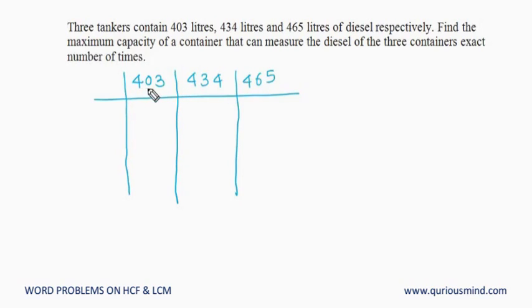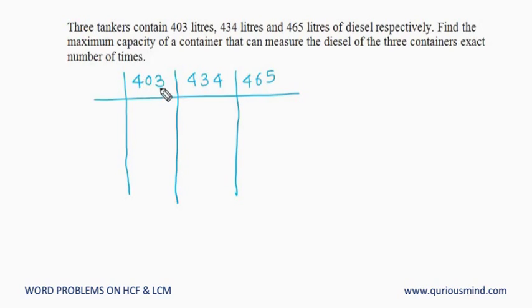So I do not see 2 as a common factor because there are 2 odd numbers. Let's see 3. 4 plus 3 is 7, not divisible by 3, so 3 is also not a common factor. 5, no, because last digits are not 0 and 5, so 5 also is not a common factor. Let's look at 7. If I look at 7, 3 doubles are 6, which subtracted from 40 gives me 34. So 7 also is not a factor. Now 11. Alternate digits: 4 plus 3 is 7, minus 0 is not divisible. So 11 also is not a factor.